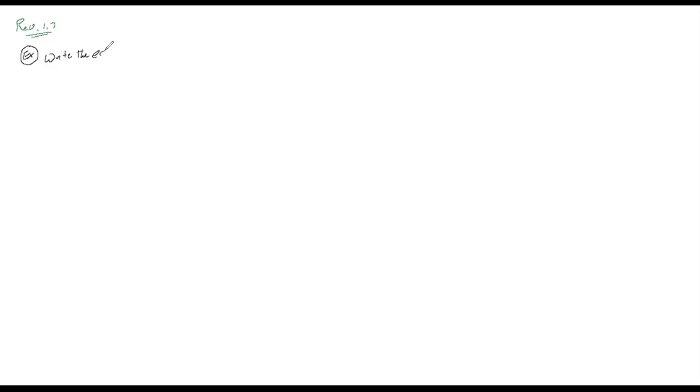Write the equation for the tangent line to the graph of y equals x times square root of 2x plus 3 at point (3, 9). Okay, so I'm pretty sure most of you know what to do here.